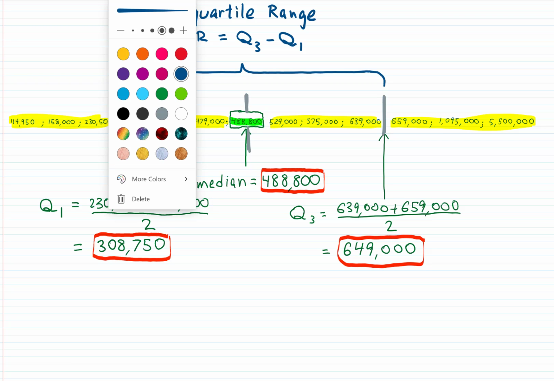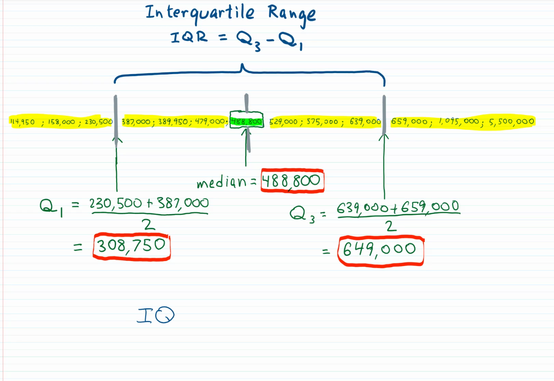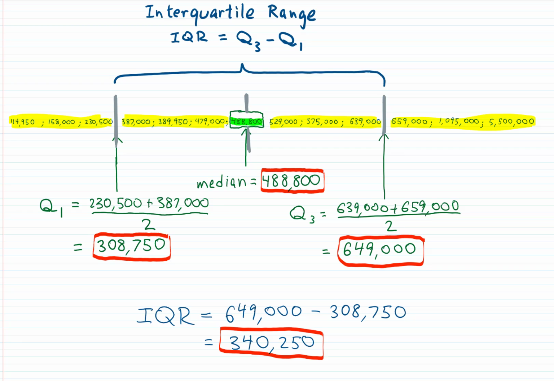Okay? So in this particular case, our interquartile range equals what? 649,000 minus 308,750, and that is 340,250. That's our interquartile range. So what that tells us is that if you look at the center half of the data, they are spread out over a range of 340,250. That's how wide that gap is.